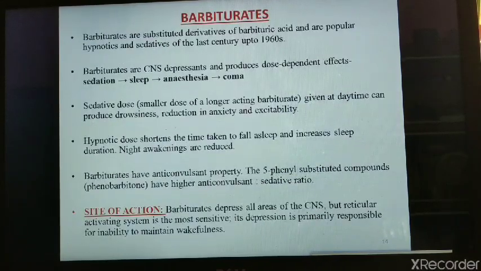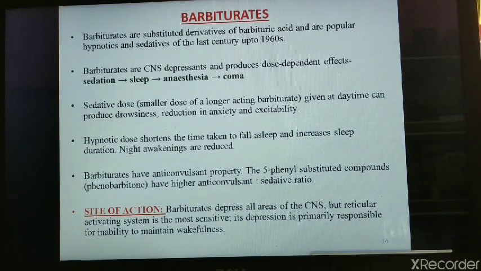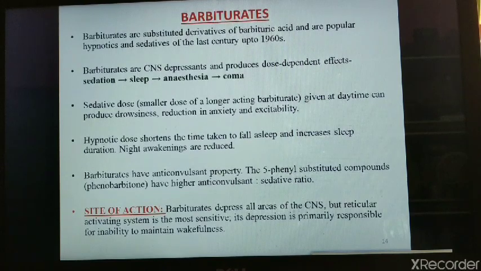Now, barbiturates are also CNS depressants like benzodiazepines and produce dose-dependent effects like sedation, followed by sleep, followed by anesthesia, followed by coma.